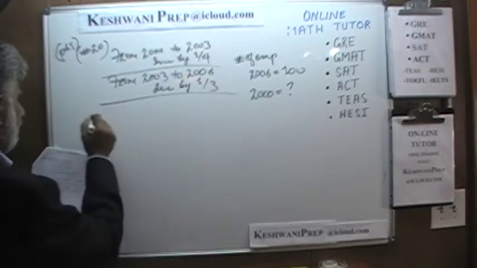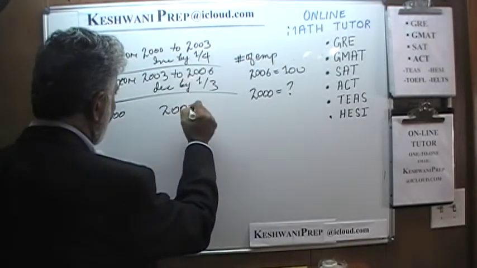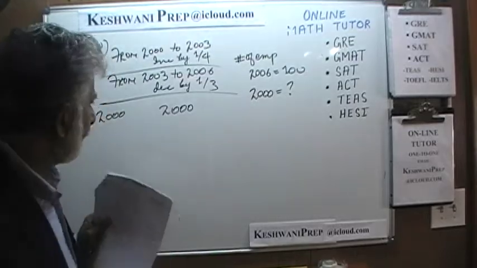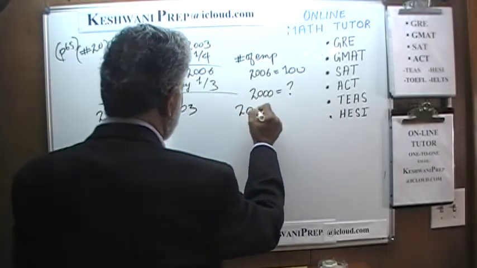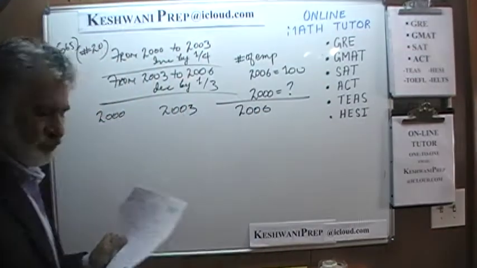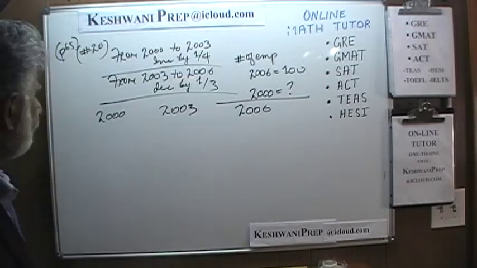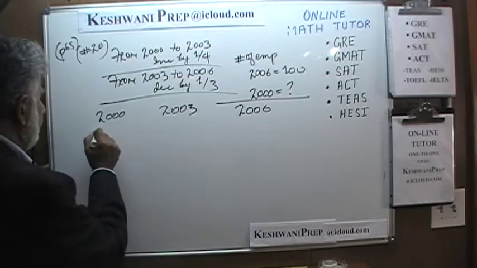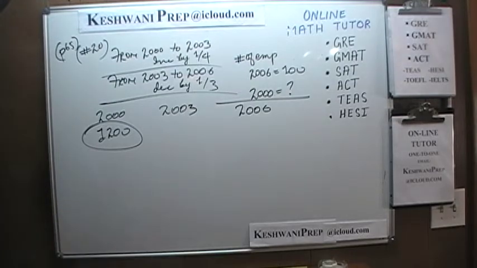Let's pretend, let's make up a number. Let's pretend that in 2000, they had 1200 people. And based on that, we will work through it and see what happens. And we'll do the adjustment at the end. So, if we're going to pretend that we have 1200 people in 2000, where is 1200 coming from? Well, it's falling from the sky. We're just making it up.